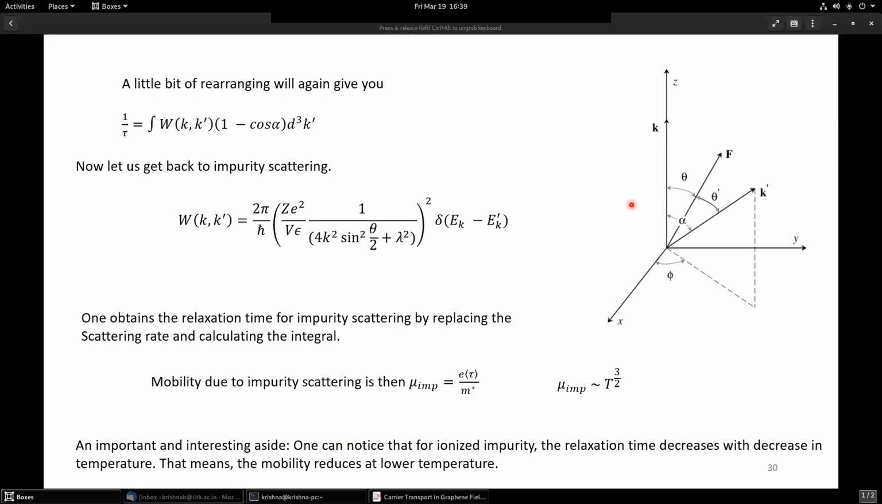It can easily be explained by this particular diagram. You have k along z, you have k prime. Let's say the angle between the force and k prime is written as theta and theta prime.